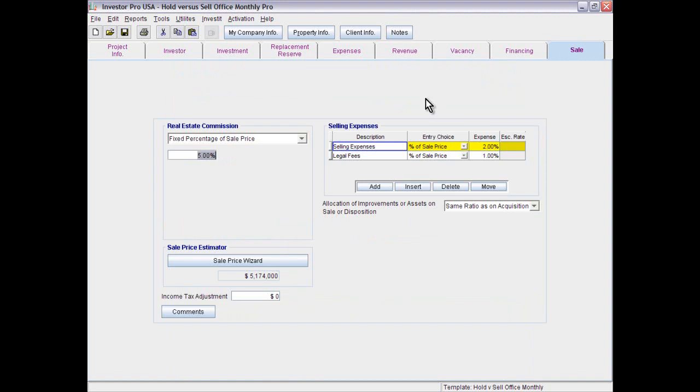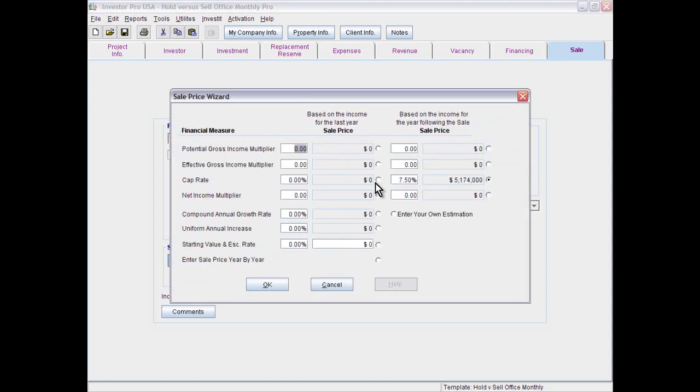Now we've set up the information when we sell the building at the end of 10 years. I'll have a real estate fee of 5%. We have some closing cost. And then we use Sale Price Wizard to determine the value.